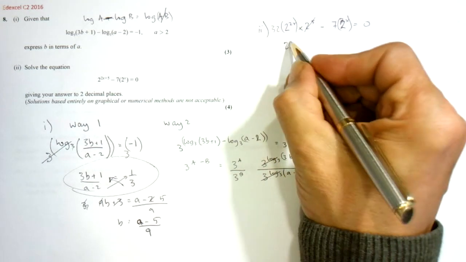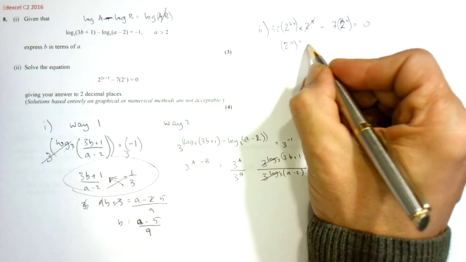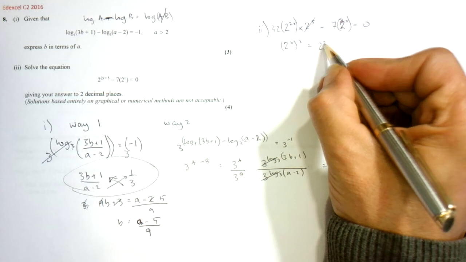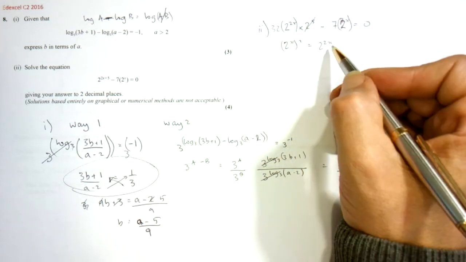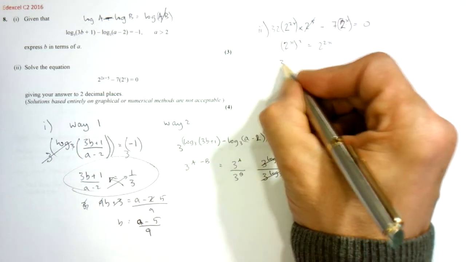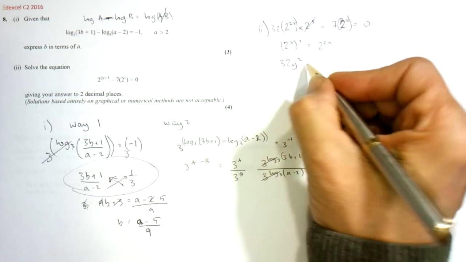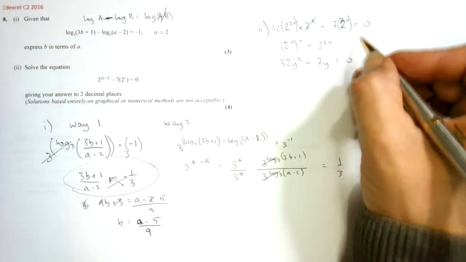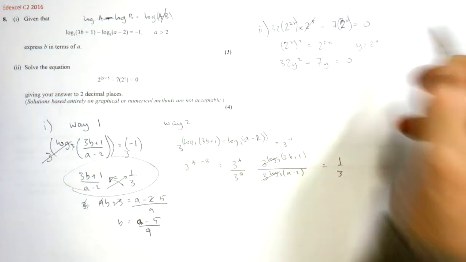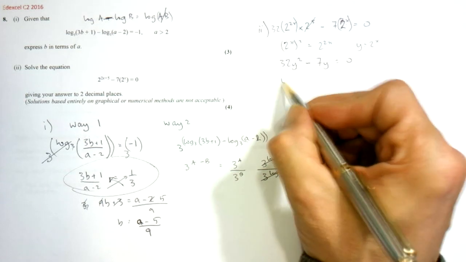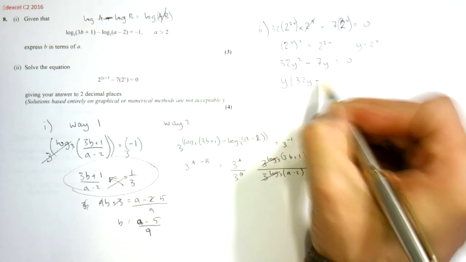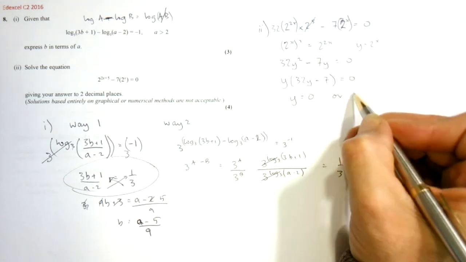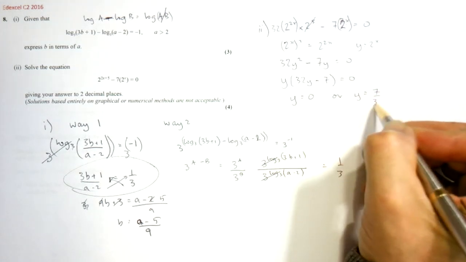And then we know that 2 to the power of x, squared, what do we do to the powers? A number to a power to a new power, we times the powers together. So this 2 to the 2x is that term squared. So we've got 32y squared, take away 7y is equal to 0, when y is equal to 2 to the power of x. So this is y bracket 32y minus 7 equals 0. So y is 0, or y is equal to 7 over 32.